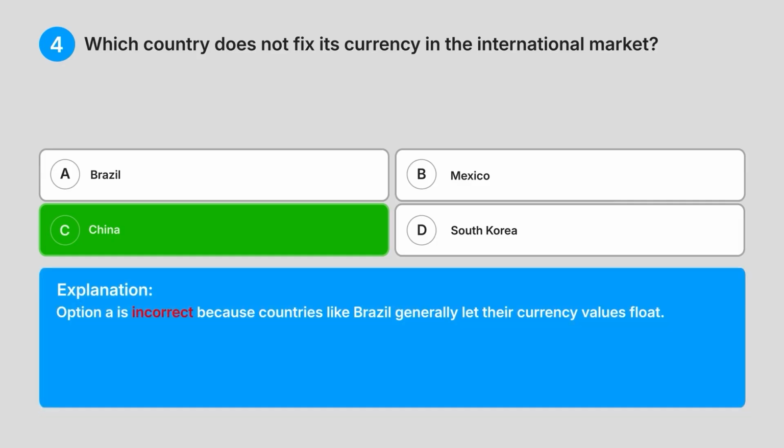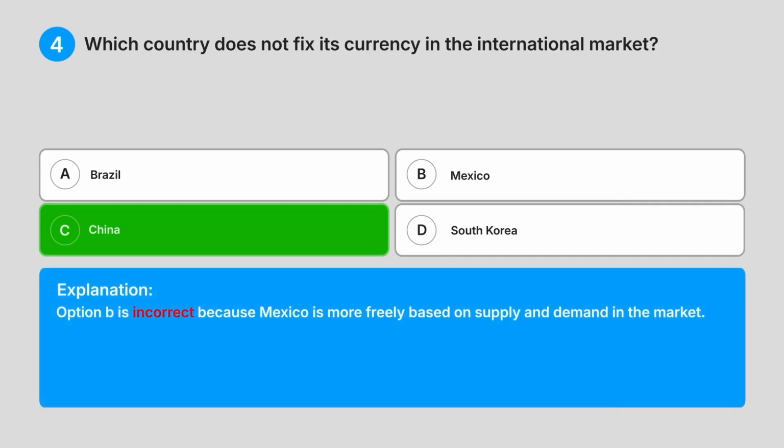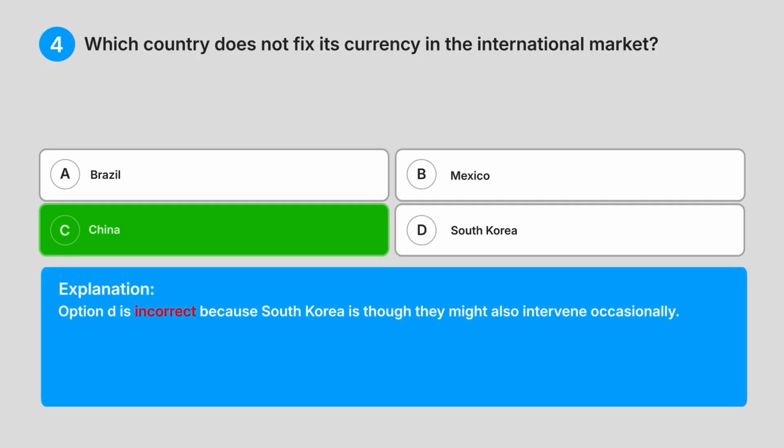Option A is incorrect because countries like Brazil generally let their currency values float. Option B is incorrect because Mexico's currency is more freely based on supply and demand in the market. Option D is incorrect because South Korea is also largely market-based, though they might also intervene occasionally.